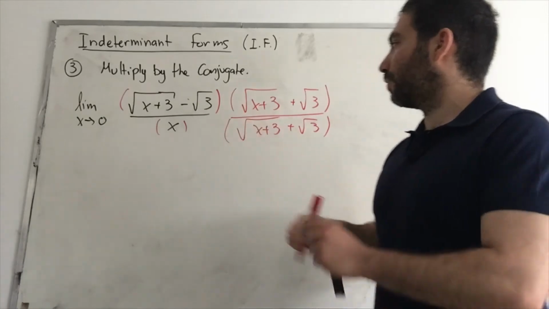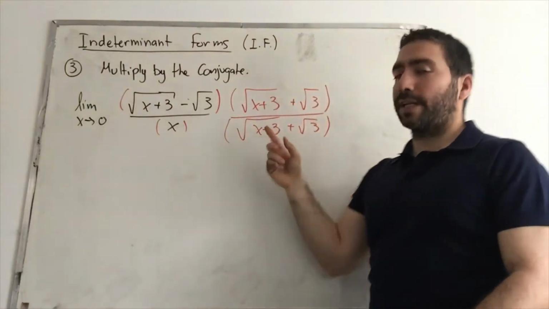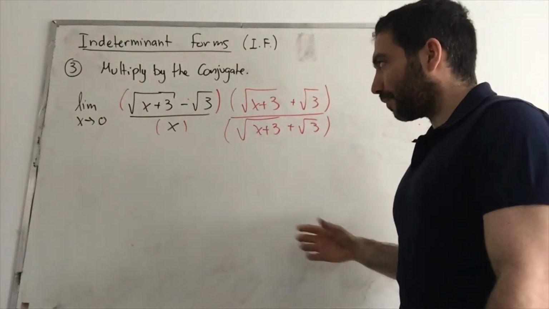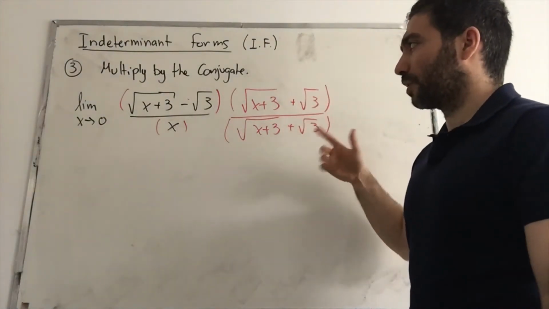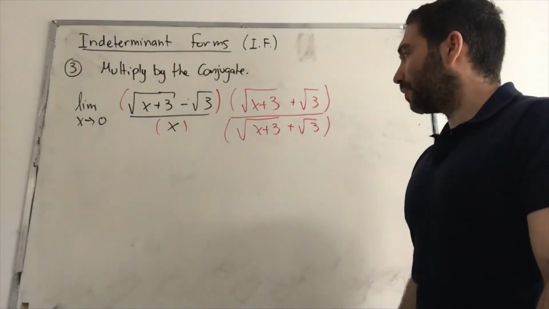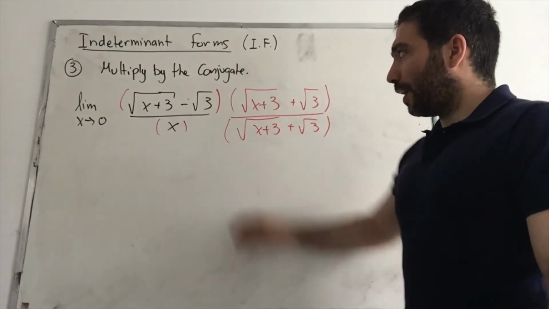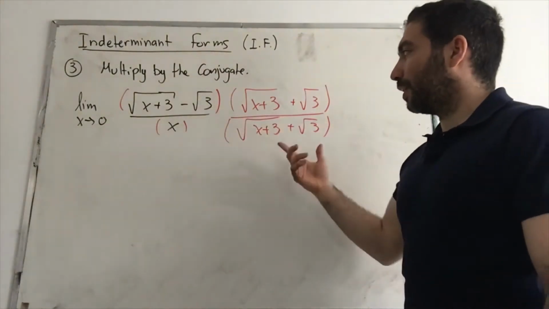Notice that what's in red here, it's the same thing. So dividing anything by itself is 1, except when we're dealing with infinity or zeros. But any number divided by itself is 1. And now we're going to evaluate.